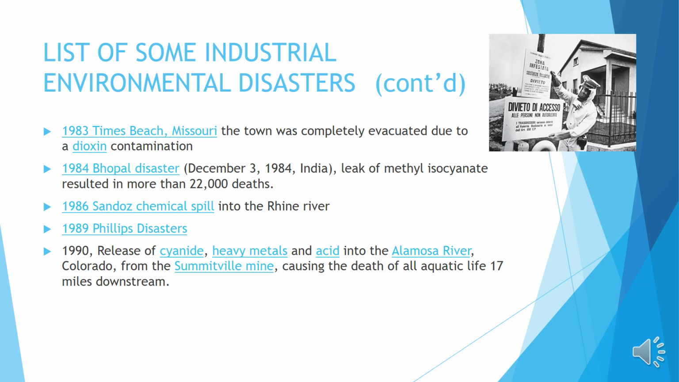1986, Sandoz chemical spill into the Rhine River. 1989, Phillips disasters. 1990, release of cyanide, heavy metals, and acids into the Alamosa River, Colorado, from the Summitville Mine, causing the death of all aquatic life 17 miles downstream.